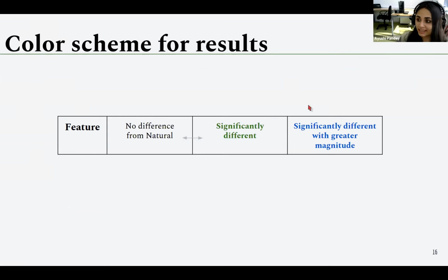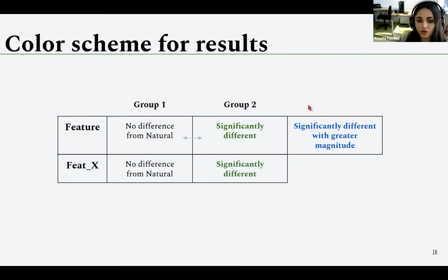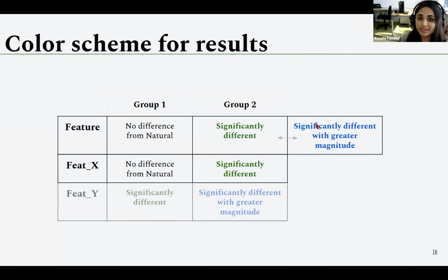So a difference like this means group 1 is not different from natural, but group 2 is significantly different from natural. Now this difference can be in either direction, either an increase in the feature value or a decrease. And now this type of difference means group 1 and group 2 both show significant difference from natural, but blue shows which group has a greater magnitude of difference. For example, in the case of amplitude, both 5 decibel and 10 decibels are differences, but 10 decibel is a larger difference. So that would be shown in blue.